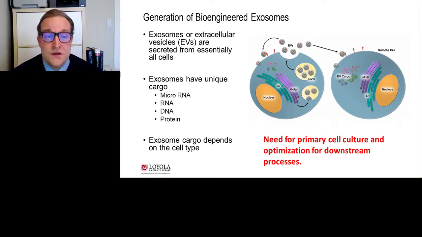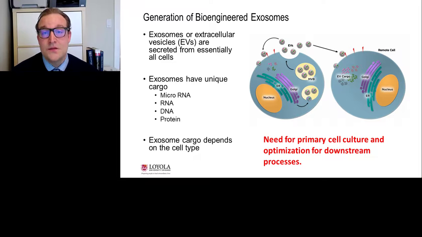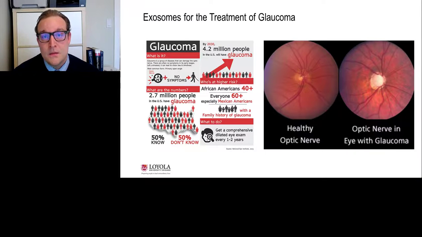So if we're considering the use of exosomes and bioengineering them to contain a specified and predefined cargo, we need to optimize primary cell culture and the following downstream processes in order to make these extracellular vesicles or exosomes amenable to become therapeutics. My research group at Loyola University Chicago focuses on exosomes for the treatment of glaucoma.